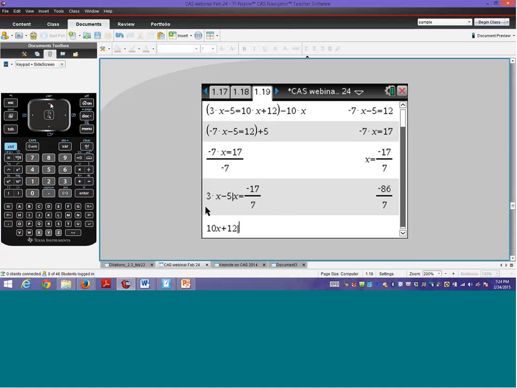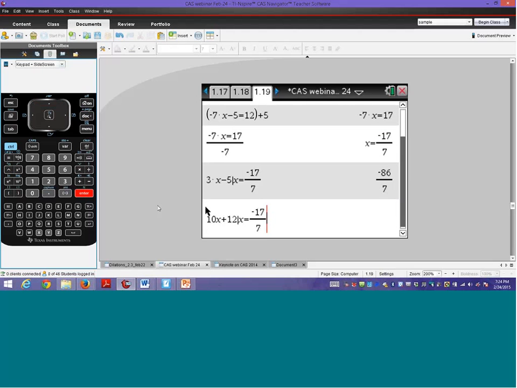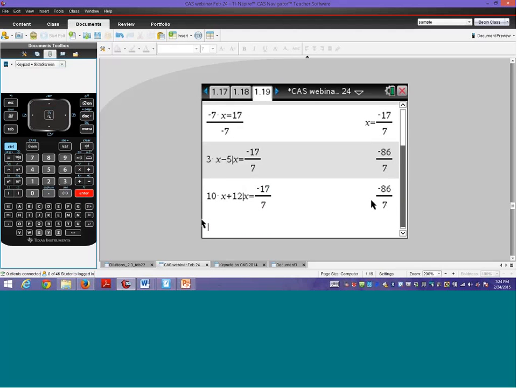And again, so I don't type it wrong, I'm just going to go up and highlight that, which will basically copy it and paste it when I press enter. And it's going to evaluate this expression at this number. And now I know that this is the value that makes the equation true because I get an identity, negative 86/7 equals negative 86/7.